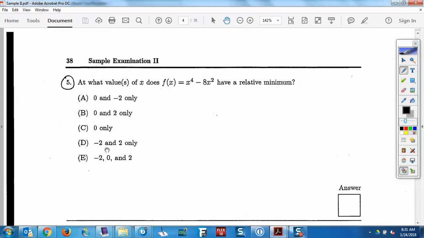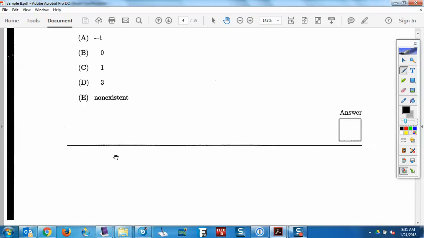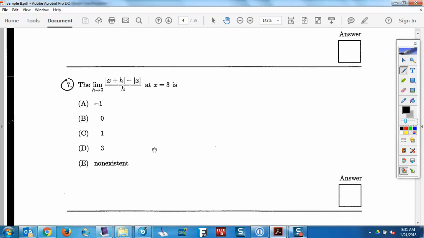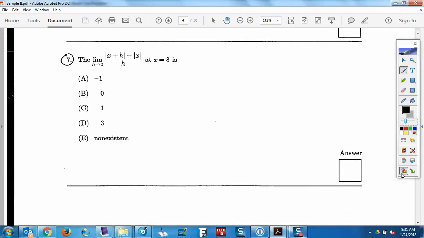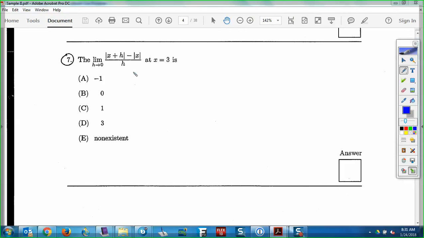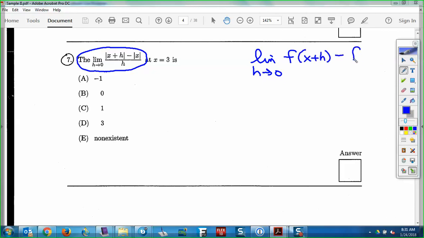Number 7. Yeah, and we were just talking about that one before class too. Some people were asking about this. And again, we've done a number of these, and it's one of those things that you just got to keep doing and keep doing and keep doing. I think the giveaway is h. When you have a limit as h approaches 0, more likely than not, it's the definition of the derivative. Okay, it probably looks like that.